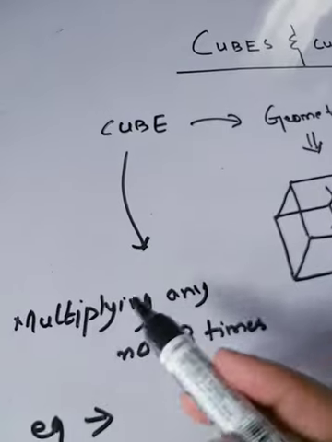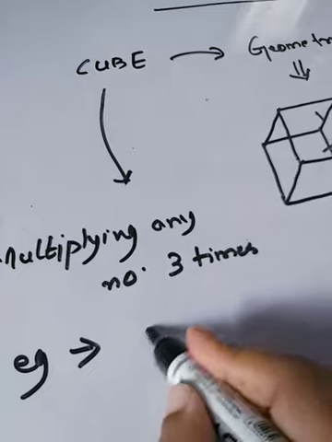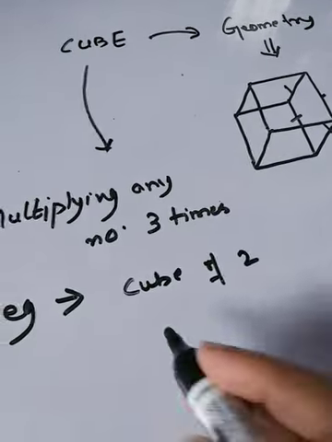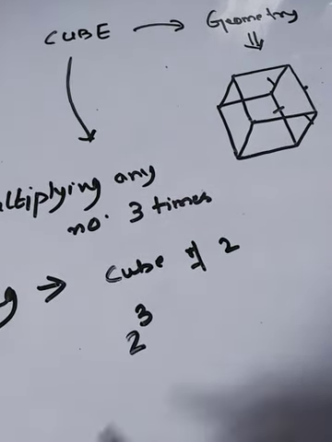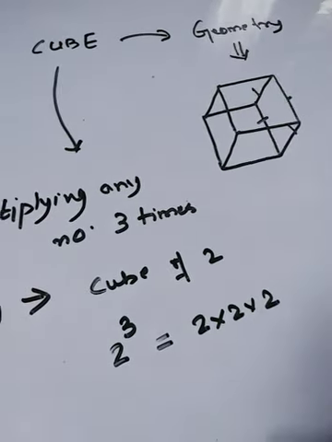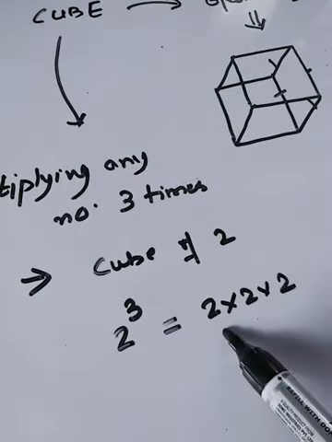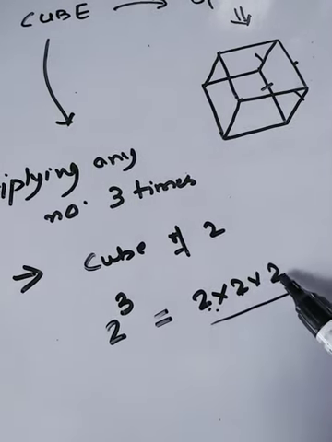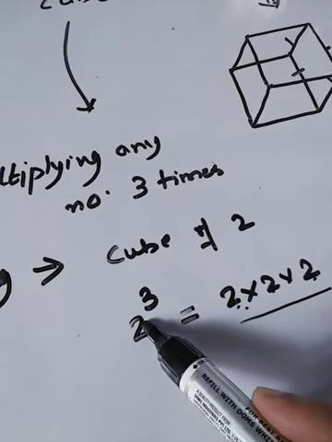Now, what is a cube? Cube means multiplying any number 3 times. Suppose I ask the cube of 2. Cube of 2 means 2 to the power 3, and the meaning of this is 2 into 2 into 2. That is, cube is multiplying any number 3 times. How many times do you have to multiply the number? 2 into 2 into 2, 3 times. And how do you write it in exponential form? You write it like this, 2 to the power 3.